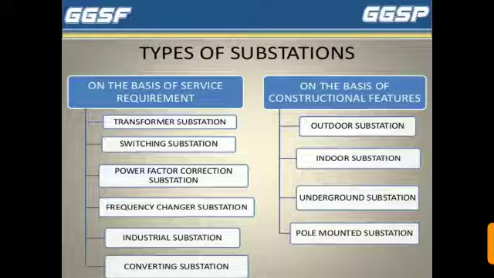Basically, the substations are divided into two types, first on the basis of service requirement and second on the basis of constructional features. So first we will see on the basis of service requirements. First is transformer substation, switching substation, power factor correction substation, frequency changer substation, industrial substation and converting substation. Now we will see on the basis of constructional features. So in that, outdoor substation, indoor substation, underground substation and pole mounted substation.